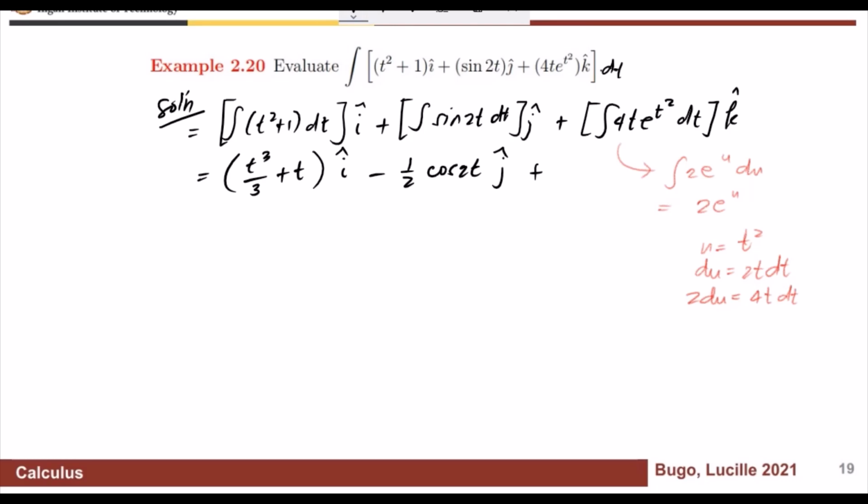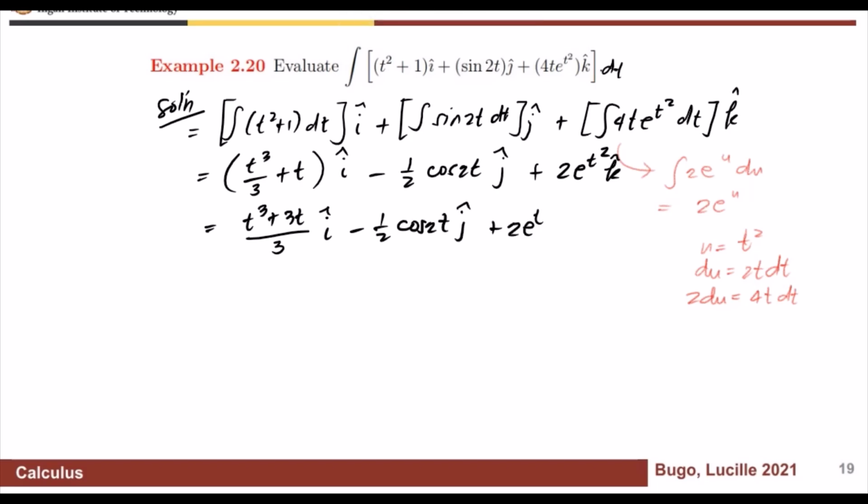So therefore we'll have here 2e^(t²) because our u is t², k hat. Or this can be written as (t³ + 3t)/3 i hat minus 1/2 cosine 2t j hat plus 2e^(t²) k hat.